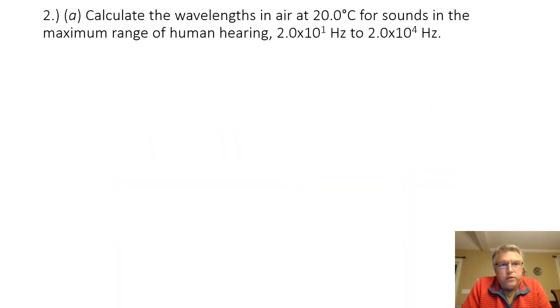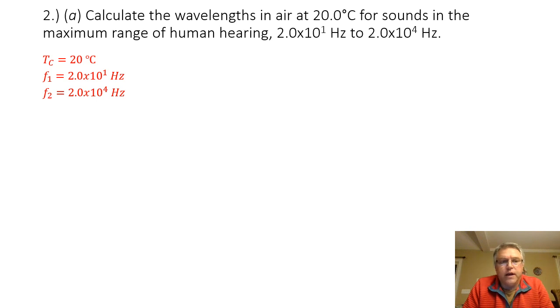Part A of problem 2 asks us to calculate the wavelengths in air at 20 degrees Celsius for sounds in the maximum range of human hearing from about 20 hertz to 20,000 hertz. My temperature in this problem is 20 degrees Celsius. The lower end of the range of human hearing is my first frequency, at about 20 hertz, or 2.0 times 10 to the first hertz. The upper range of human hearing is at about 20,000 hertz, so that's 2.0 times 10 to the fourth hertz. And they're asking us to find the wavelength at the lower end of the range and the wavelength at the upper end of the range.